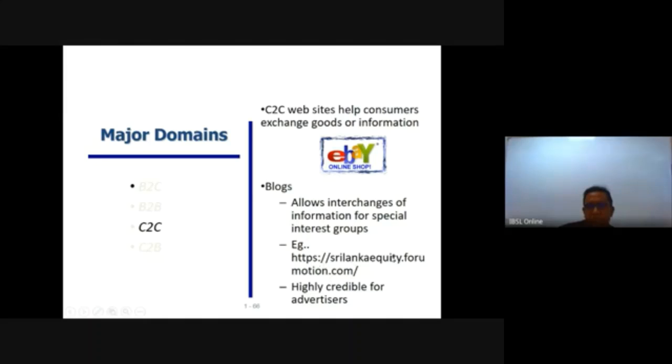The Sri Lanka Equity Forum is one example where people who are doing share trading on the CSE share information about various stocks. Individual investors make comments and they share that information.